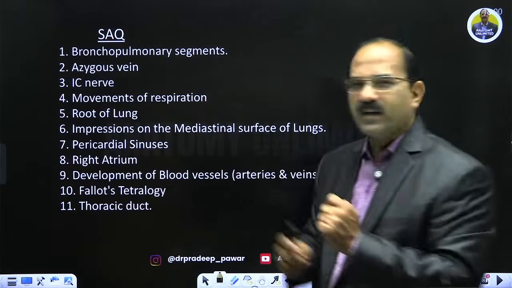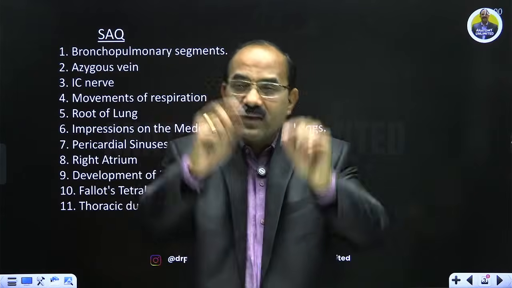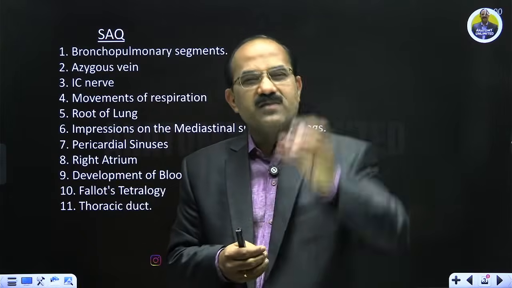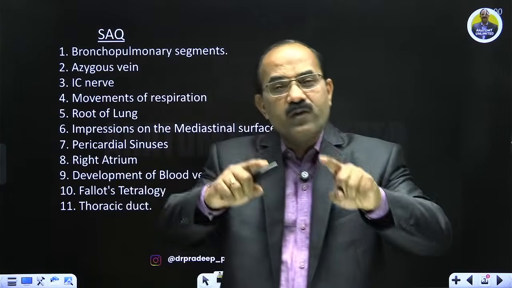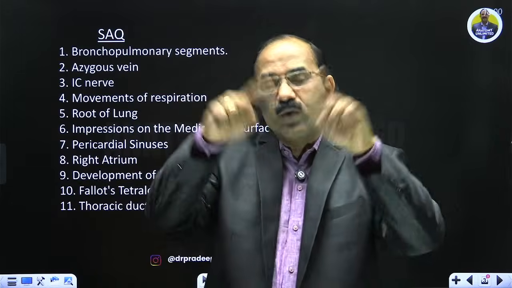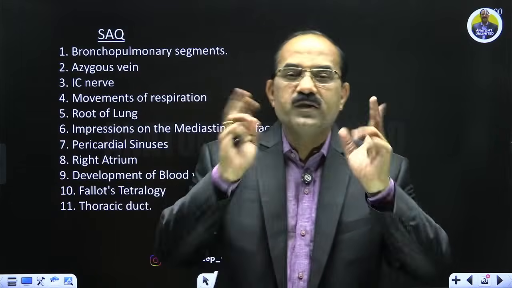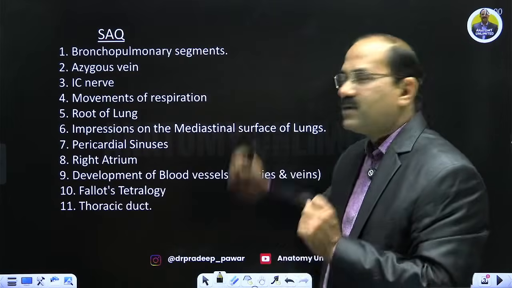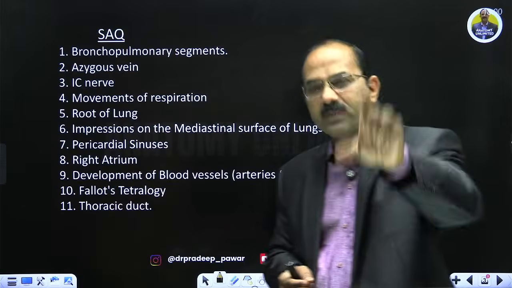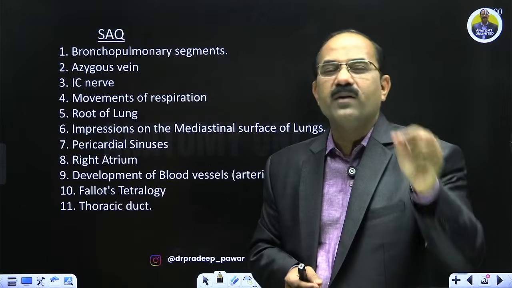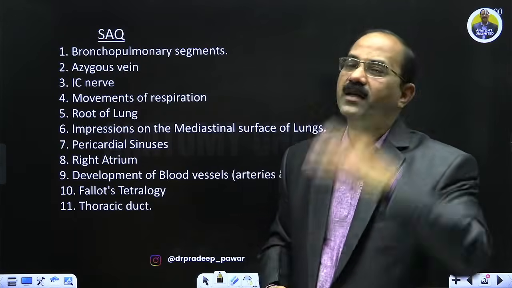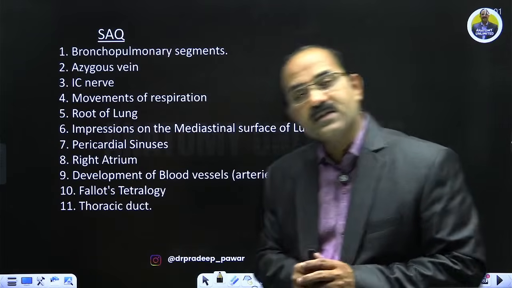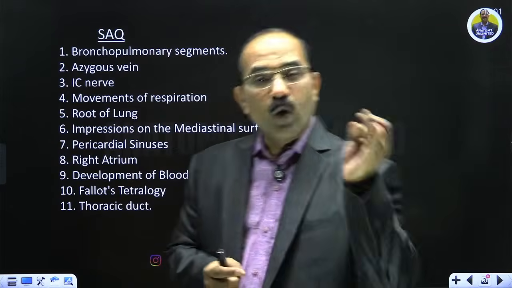Then root of the lung, you have to draw the hilum of the lung, the various structures present at the hilum, anterior to posterior, superior to inferior structures present at the root of the lung. Then what are the structures which arch over the hilum of the lung, anterior posterior relations of the hilum or the root of the lung. Impressions on the mediastinal surface of the left and right lung, ये भी हमेशा आता है, ये भी diagram draw करने के लिए आता है. What are the impressions on the mediastinal surface of right lung, left lung? ठीक है, very important.